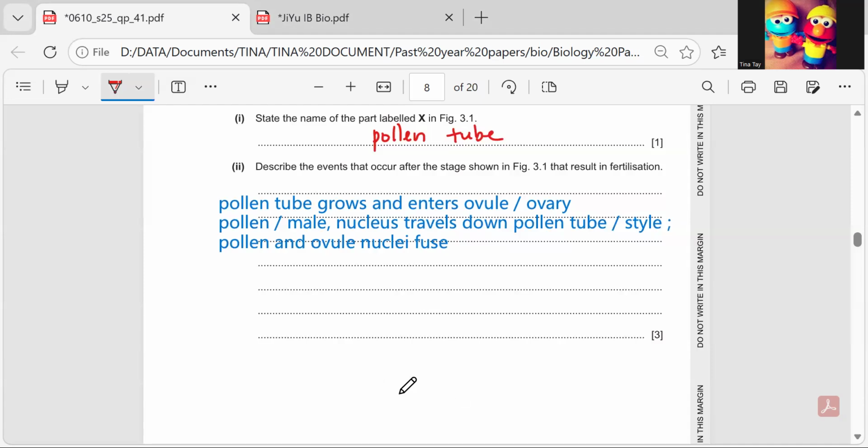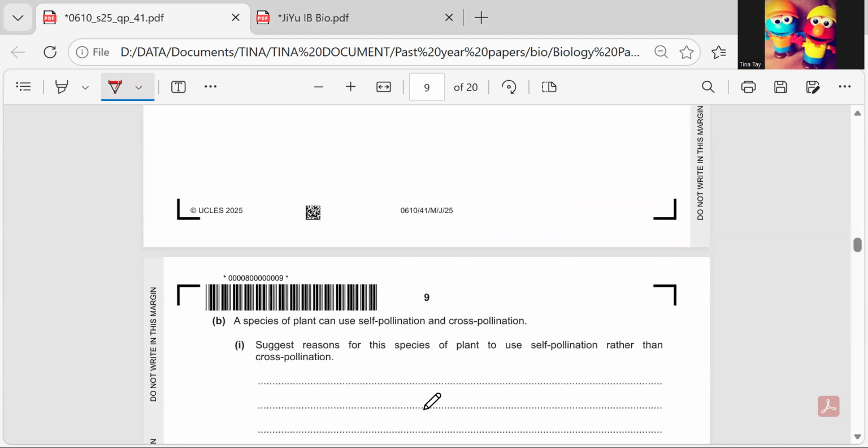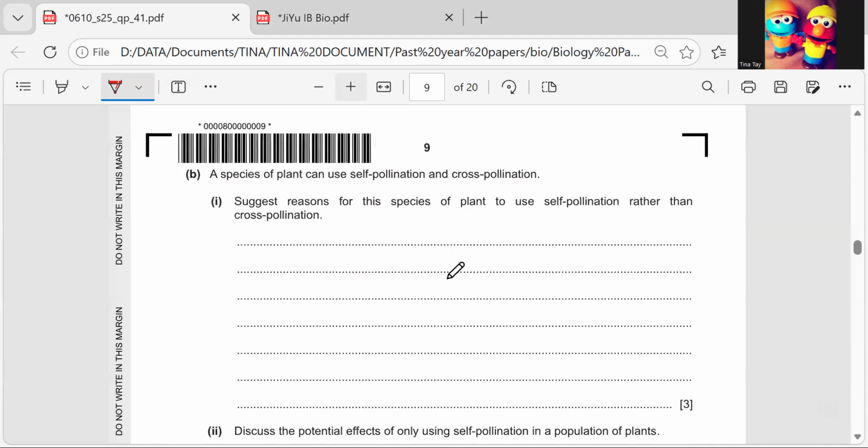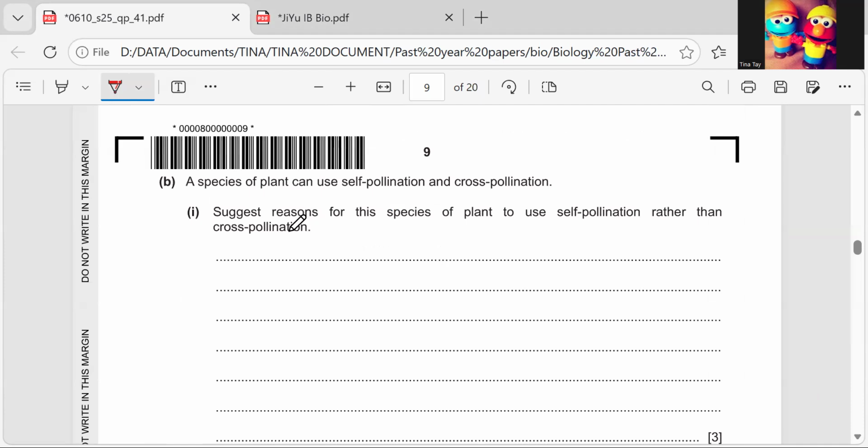A species of plant can use self-pollination and cross-pollination. Reasons, not advantages and disadvantages. So why would they use self-pollination? If they are isolated, if the male and female are on different parts, and they only bloom at different times. Lack of pollinators also can. The plant is isolated.